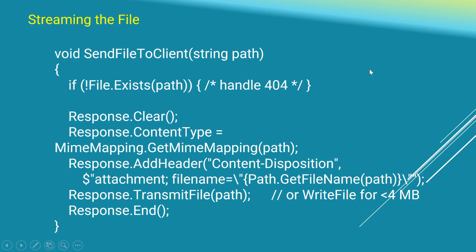Attackers might try to request web.config. Verify that the requested path truly lives under your uploads directory before you stream it.